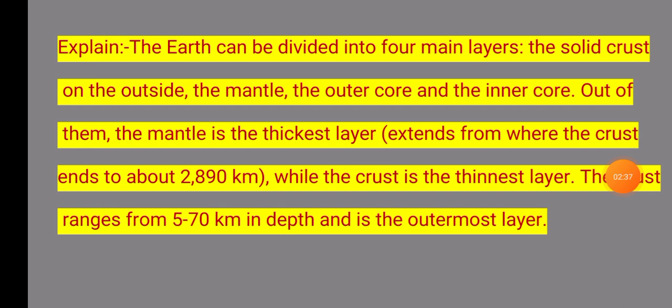Question 113, explanation: the earth can be divided into four main layers. The solid crust on the outside, the mantle, the outer core, and the inner core. Out of them, the mantle is the thickest layer, extending from the crust inward about 2,819 kilometers. While the crust is the thinnest layer, ranging from 5 to 17 kilometers in depth, it is the outermost layer. Next question.